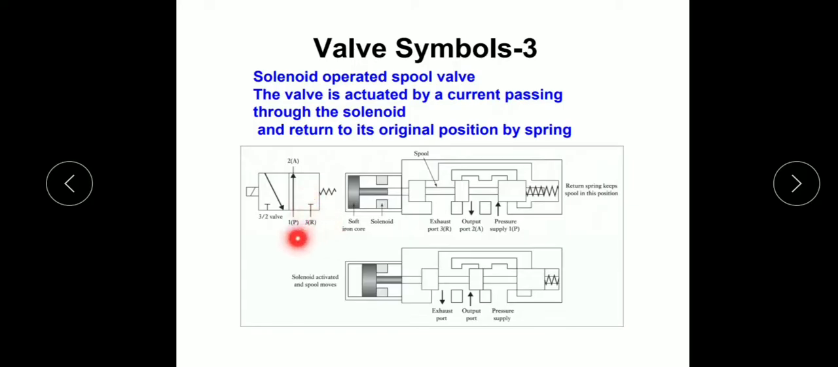If input is P, output is A, and third position, return position is R, then definitely this will be a pneumatic system. If this letter 3 is equal to T, then this will be a hydraulic system. That should be in your mind.